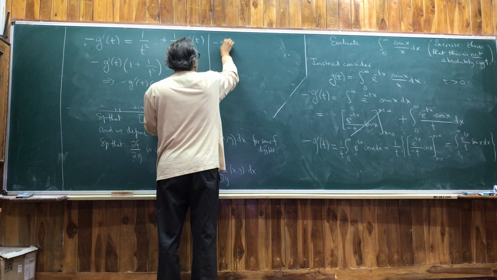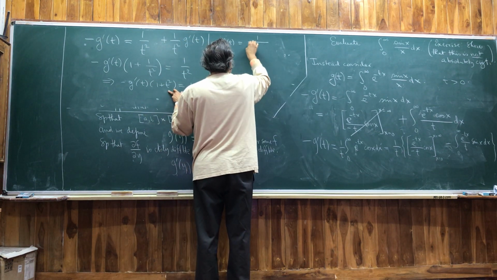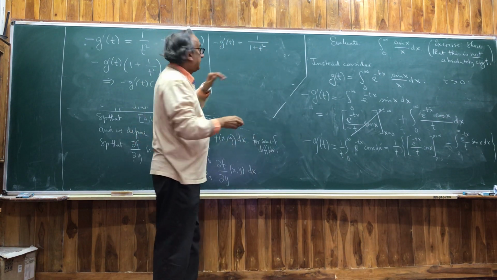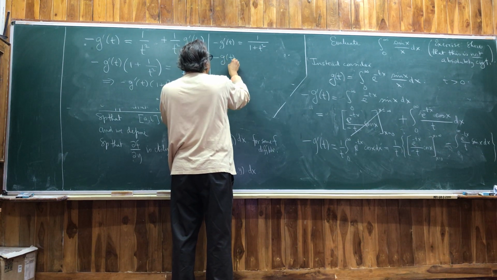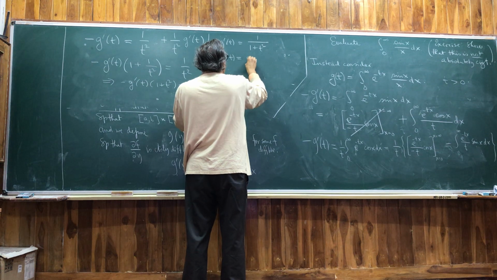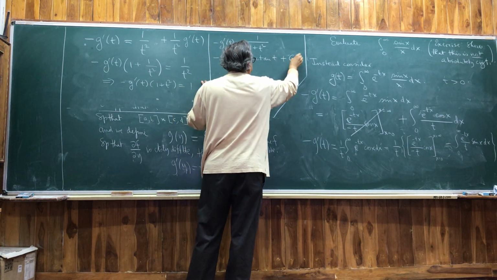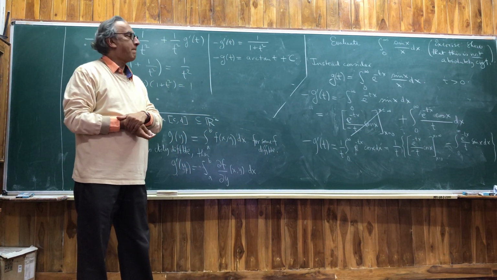So that means minus g prime of t equals 1 over 1 plus t squared, and all of you can integrate 1 over 1 plus t squared: arctan t. So we integrate both sides, and it's minus g of t equals arctan t plus a constant.